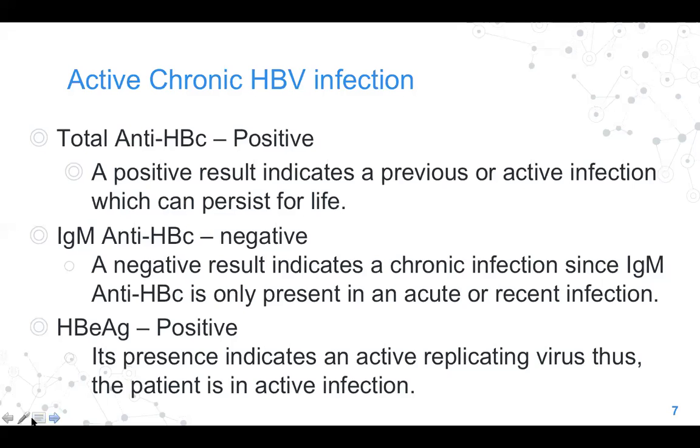For total anti-HBc positive, this indicates a previous or active infection which can persist for life, while IgM anti-HBc negative indicates a chronic infection, since IgM anti-HBc is only present in an acute or recent infection. And the presence of HBeAg indicates an active or replicating virus, thus the patient has an active infection.